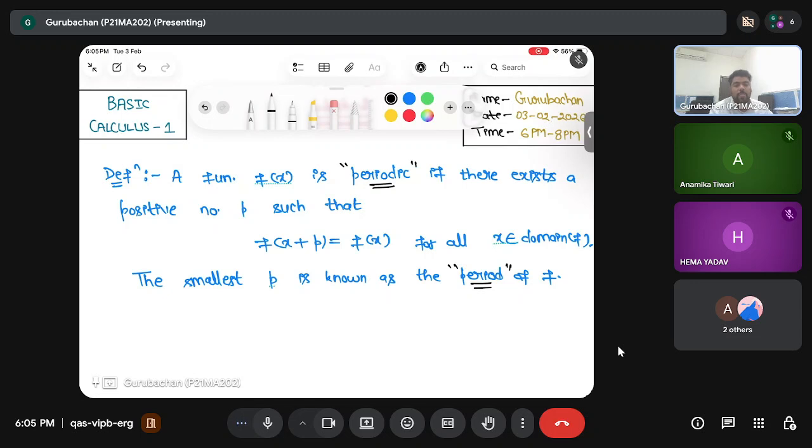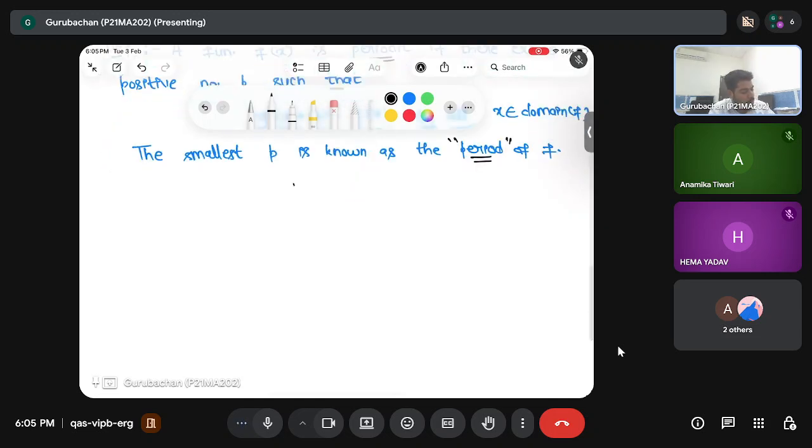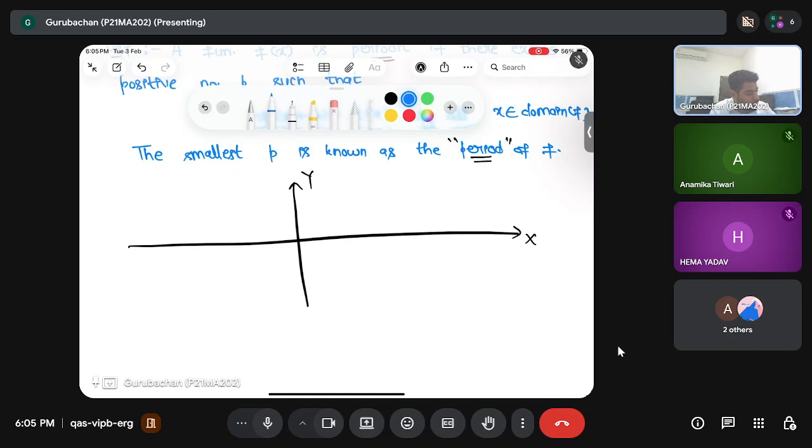So periodic means when a function starts repeating its values after a certain period, and period is the smallest number after which the function starts repeating itself. For example, this is the graph of y equal to sin x.